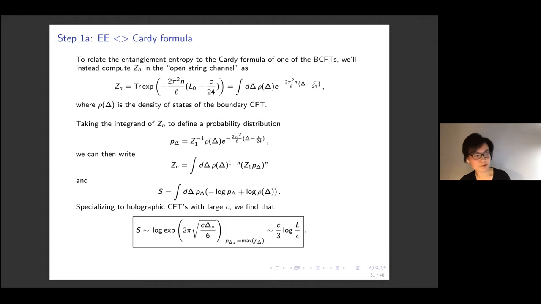But if we further specialize to CFTs with a large central charge, then this distribution will become sharply peaked due to competing exponentials in the density of states and in the e to the minus beta h term. This causes the entanglement entropy to become dominated by the density of states evaluated at some particular value of delta, the peak of P delta, similar to what we saw in the previous examples. Indeed, you can explicitly check that this bottommost formula is true, which sort of had to work.